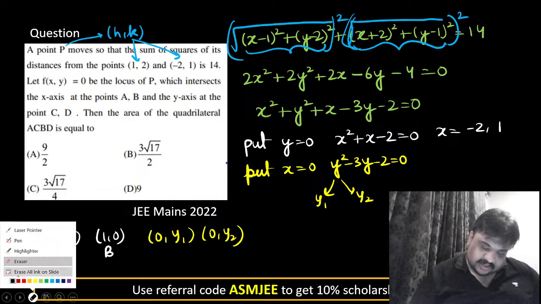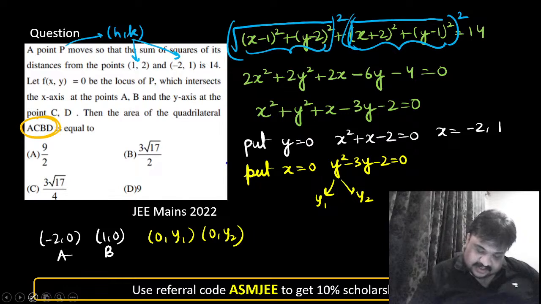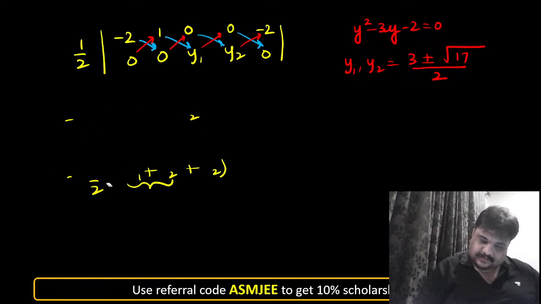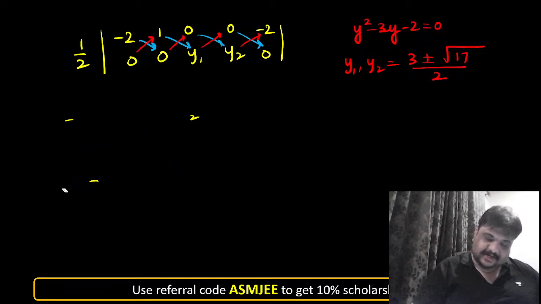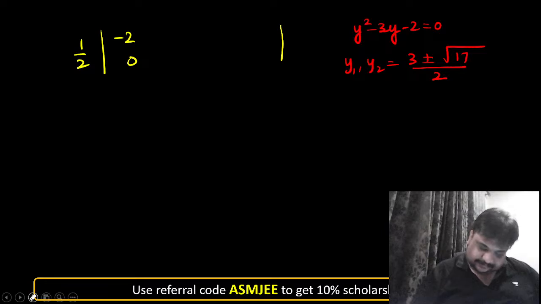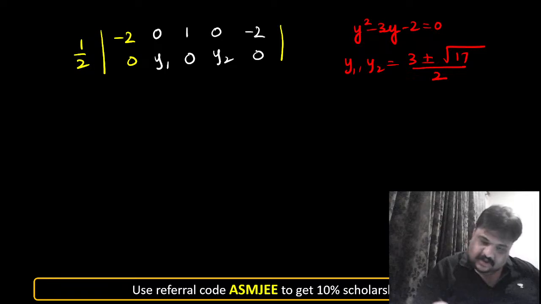The quadrilateral is ACBD. See the order: ACBD. C is (0, y1), B is (1, 0), then (0, y2), then (-2, 0). Now let's start.